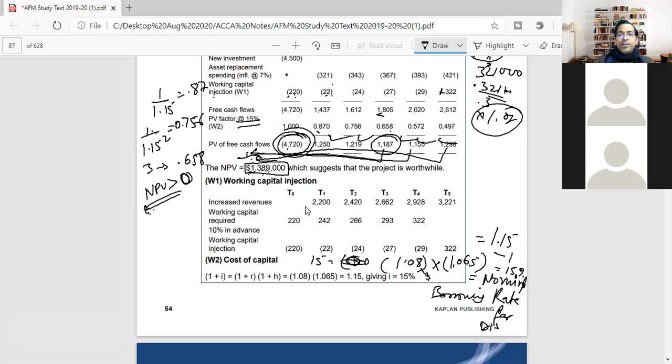PV factor 15% that we used. That is the present value factor at the nominal rate, because we have done all the calculation considering the inflation. See the inflation rate we have used. So when we take the cost of capital, we need to use the nominal rate only, not the other.